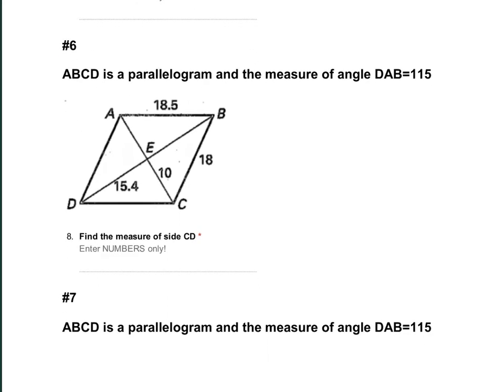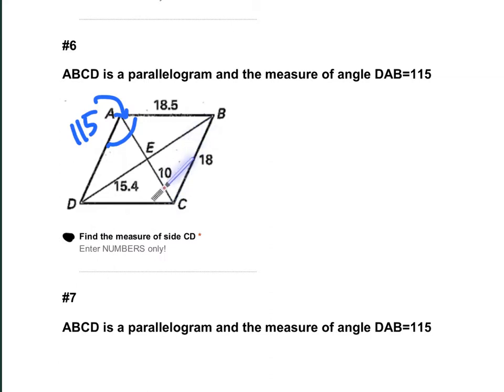Number 6. Again, we have ABCD as a parallelogram, and the measure of DAB, once again, is 115 degrees. So we want to find the measure of CD. Okay, so C to D, that's this guy right here. How long is this one? Okay, remember our rules about parallelograms.